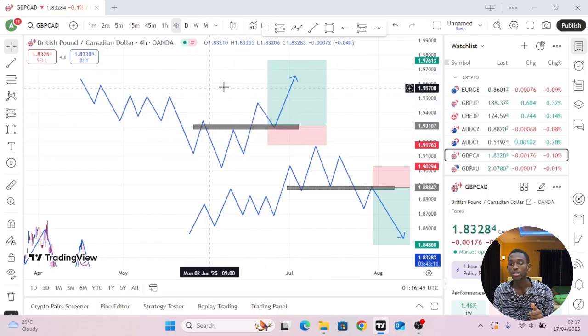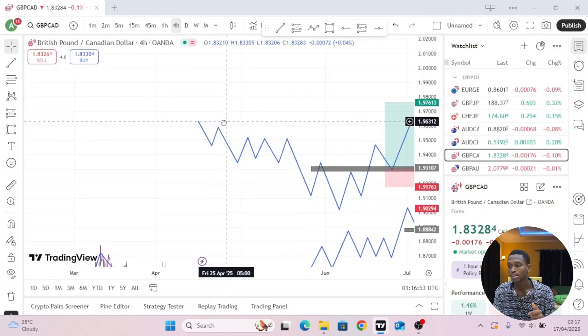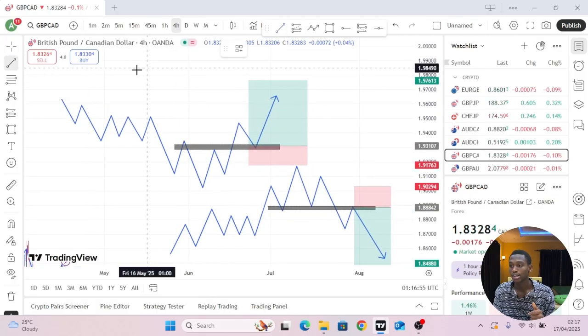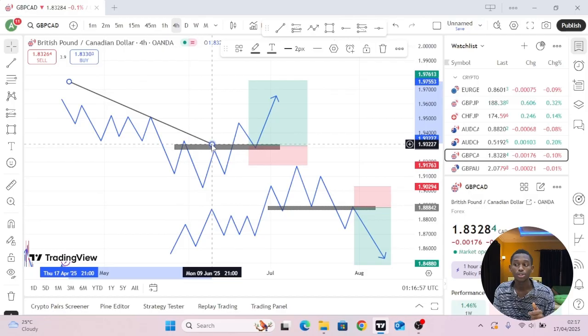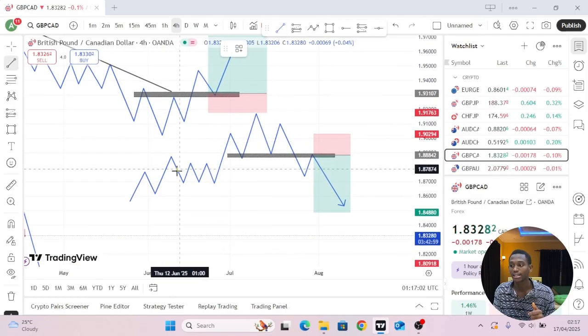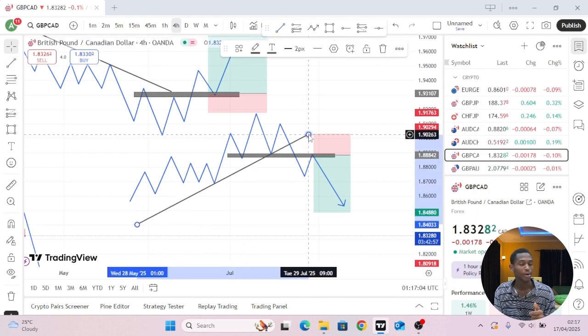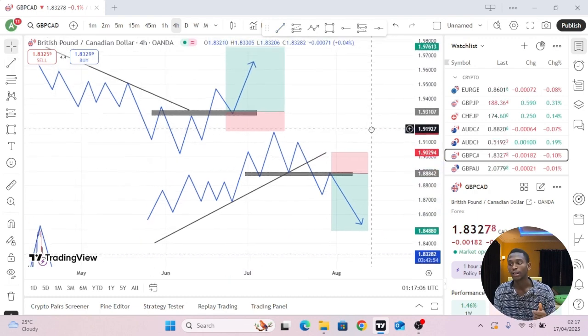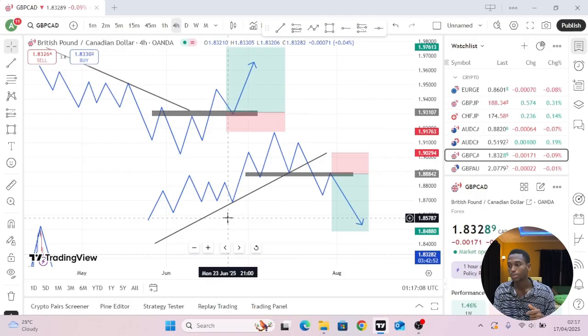So you can see this is a shift of structure from a bearish market down to a bullish market. And this is a shift of structure from a bullish market down to a bearish market. And I believe you understand. So let us go back to the example.